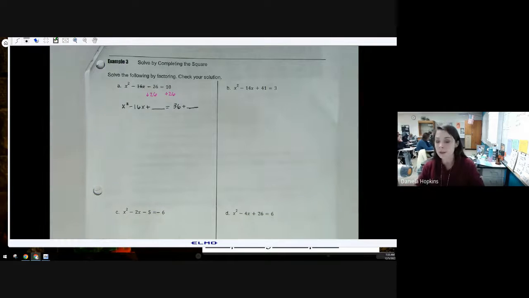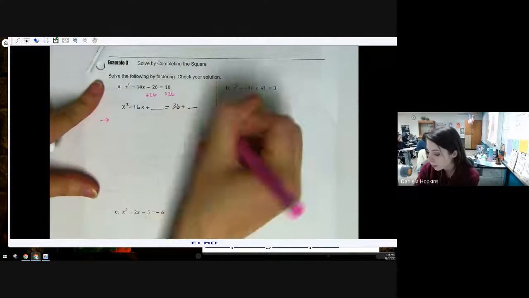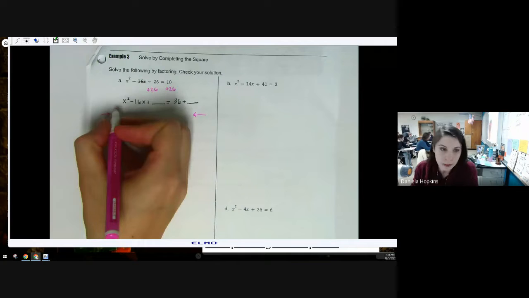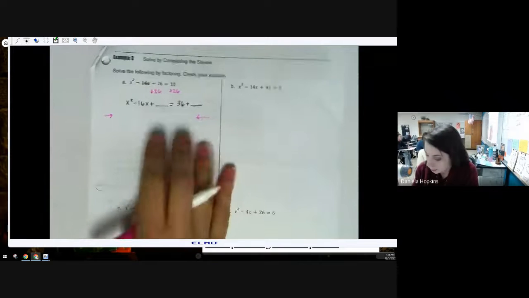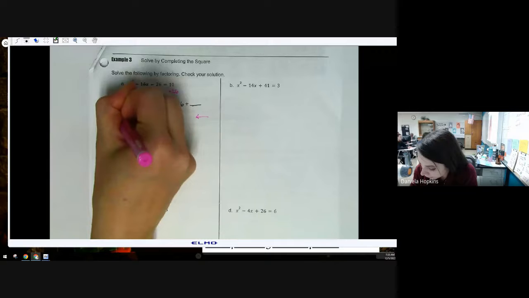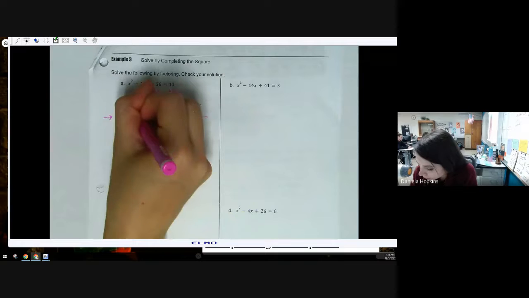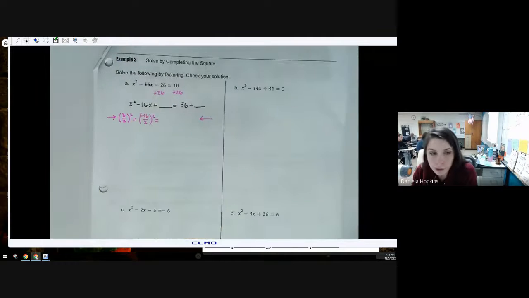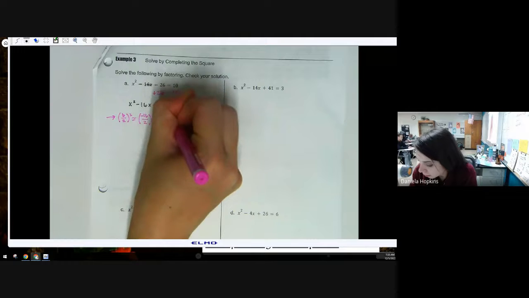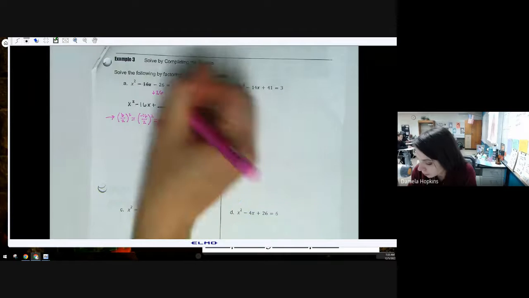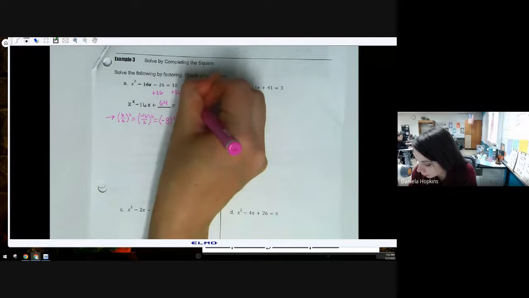Now, once we have that, this is where we do that b over 2 business that we just did in example 2. So maybe I'll do this all in pink so we have sort of, this is like a different step. So what is my b value here? What number is next to just my x? Negative 16. So we have negative 16 divided by 2. What is negative 16 divided by 2? Negative 8. And what is negative 8 squared? 64. Okay, so this is the number that I'm going to add to both sides.